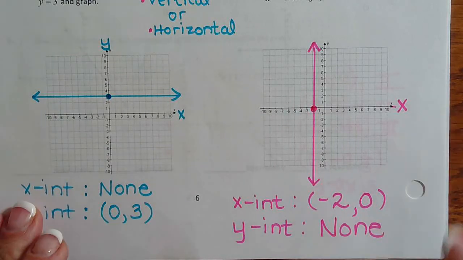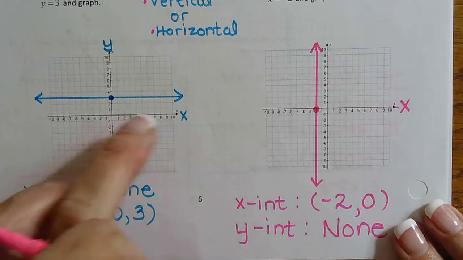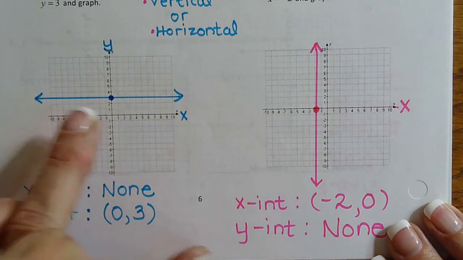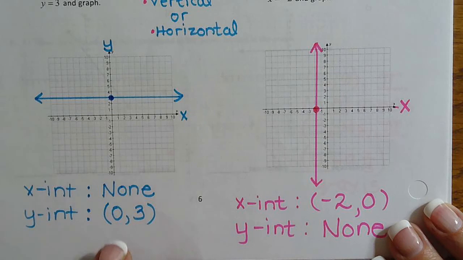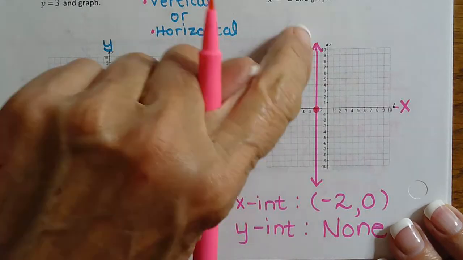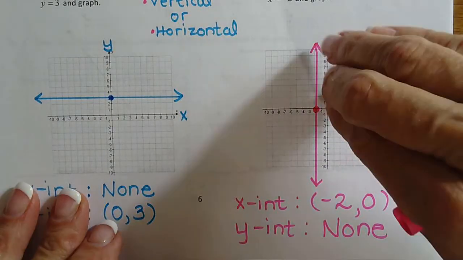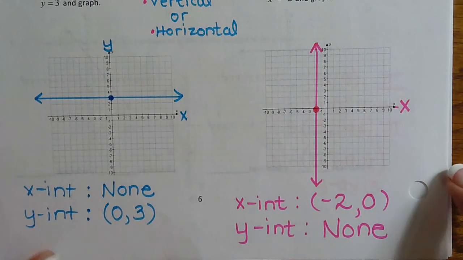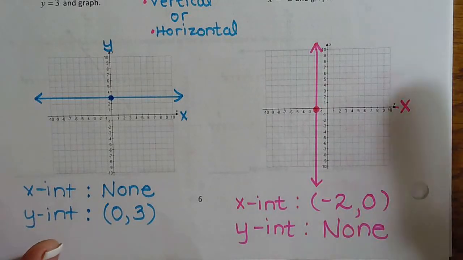There is no y-intercept. So we can kind of draw a conclusion here. Horizontal lines only have a y-intercept and they never cross the x. Vertical lines only have an x-intercept and they never cross the y, unless they lie right on top of it, of course. So that finishes up lesson 2 for us.